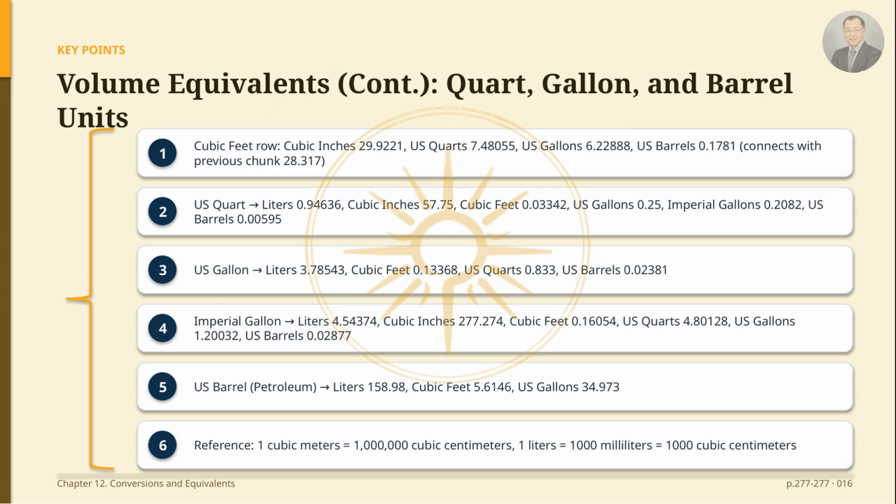This is the remaining part of the volume conversion table, containing conversion factors between US and imperial units such as quarts, gallons, and barrels. For example, to convert US gallons to liters, multiply by 3.78543, and a U.S. barrel for petroleum corresponds to 158.98 liters. The other values are provided for engineers to refer to as needed in the field. Please first find the base unit in the row and the target unit in the column, then apply the coefficient at the intersection for your calculation.